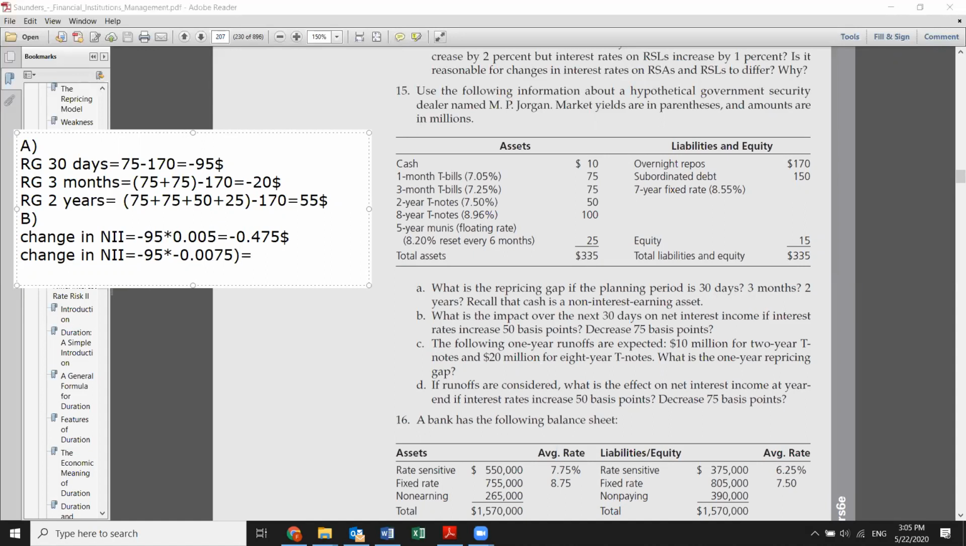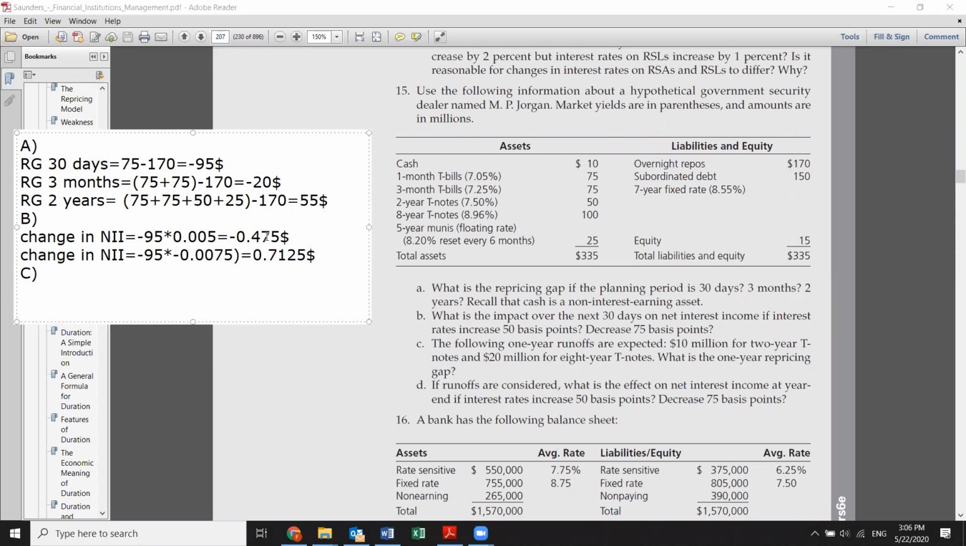And that will bring us positive change, $0.725. Okay. Part C.